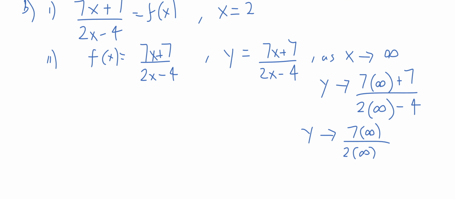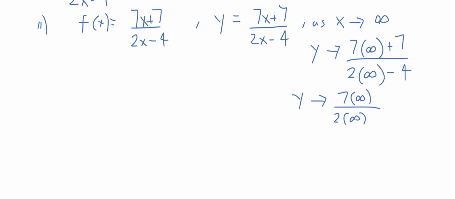But because you have 7 infinity over 2 infinity, the infinities cancel. So you have y approaching 7 over 2. So that would be the equation of the horizontal asymptote: y equals 7 over 2.